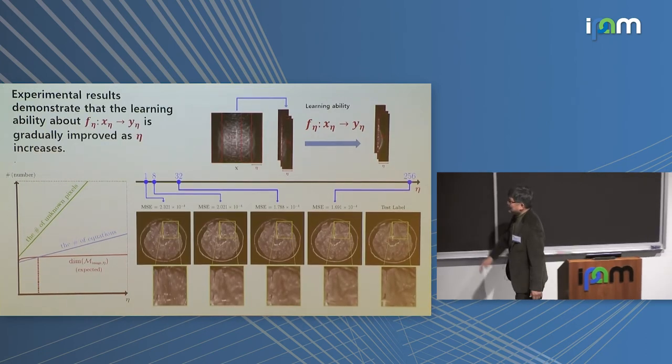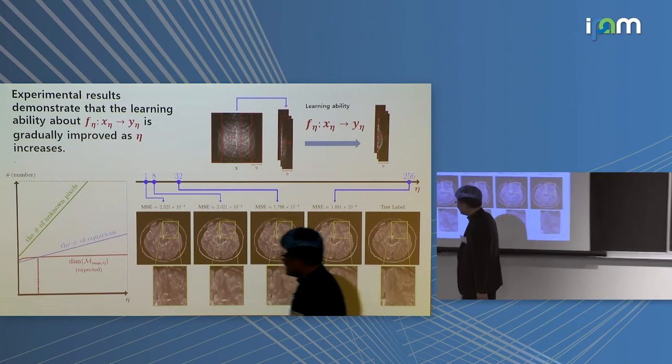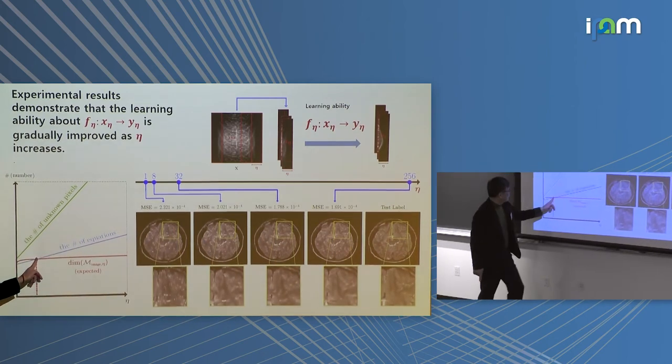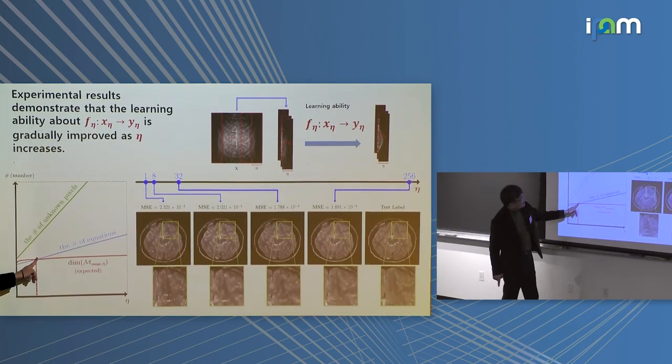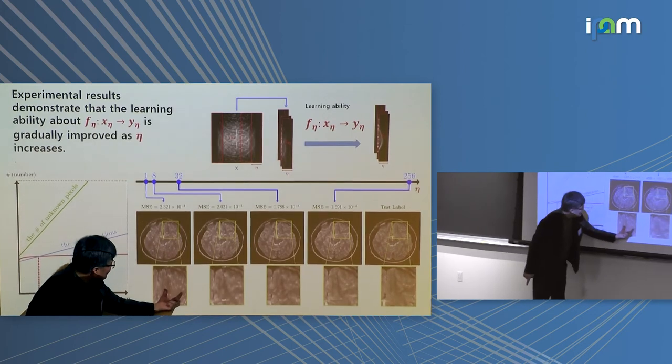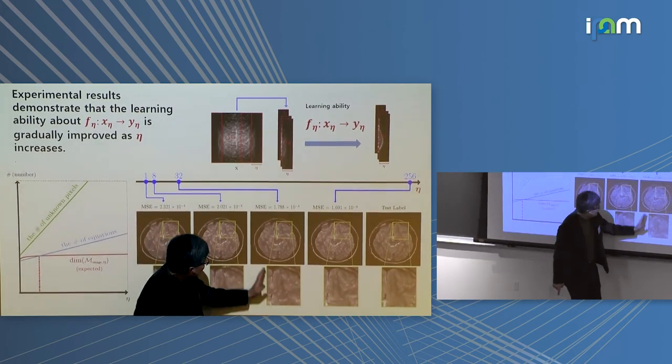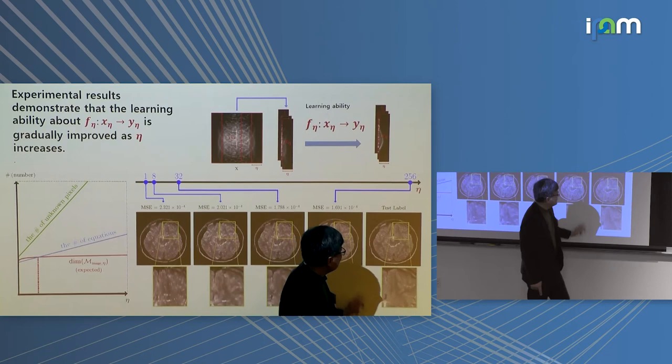So I did an experiment. Look at this point, a solvability region. You can make the patch size smaller. This is terrible. In a certain range, the image gets better.